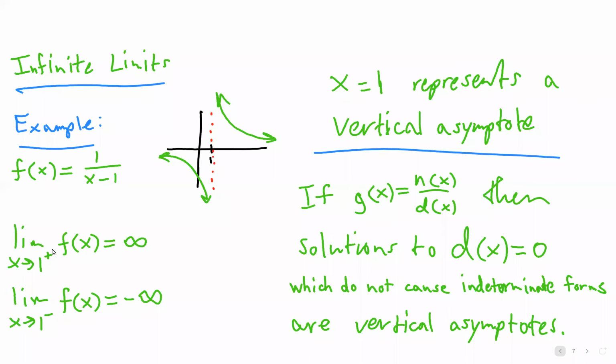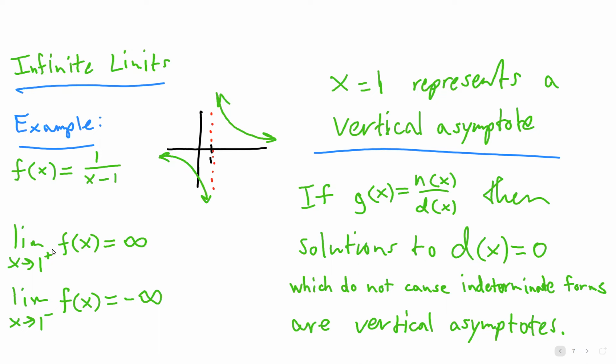All right, so this is going to be the video for infinite limits and limits at infinity. Just to start off, we have an example of f of x equals 1 over x minus 1. This function is interesting because it has a vertical asymptote at x equals 1.